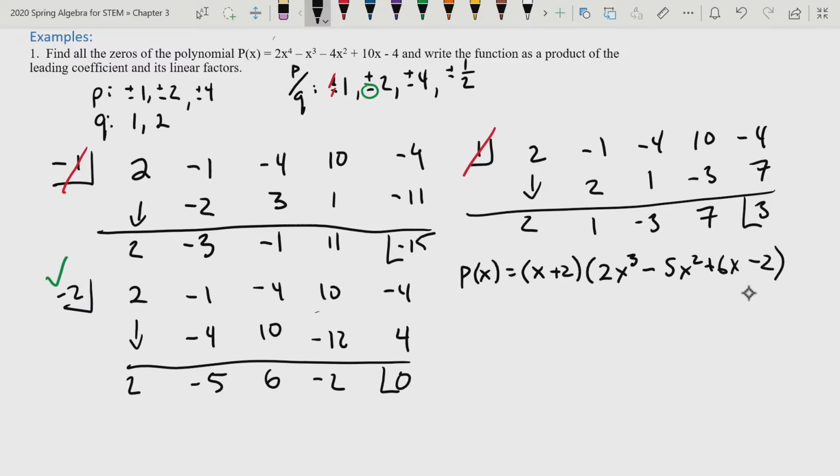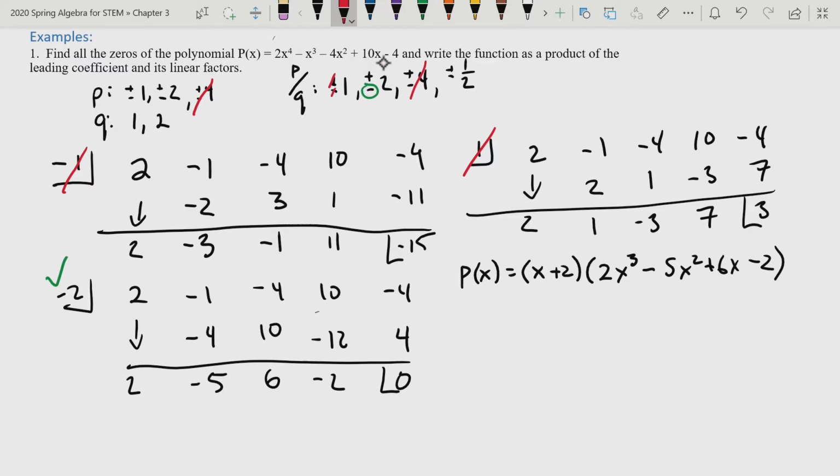This polynomial here is called the depressed polynomial, which we get from here. We can use the rational root test again on this polynomial. This polynomial has constant -2, which means the possible p's no longer contain plus or minus 4, because 4 and -4 do not divide this. Everything else remains the same. So I can cross out this 4 and just check the remaining possible rational roots.